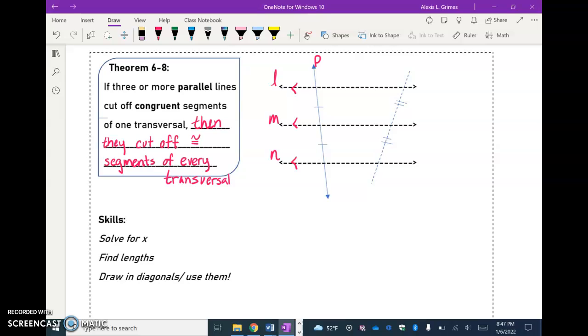So if I told you that these are the same, and I drew in another random transversal, there we go, and I tell you that from here to here is length 3, you should be able to tell me that this length is also 3.